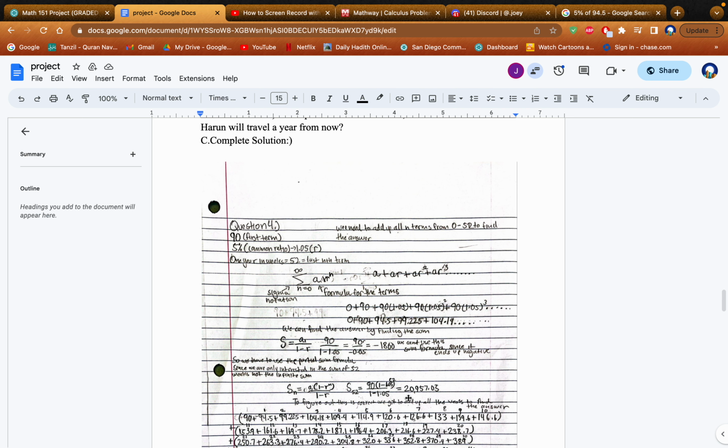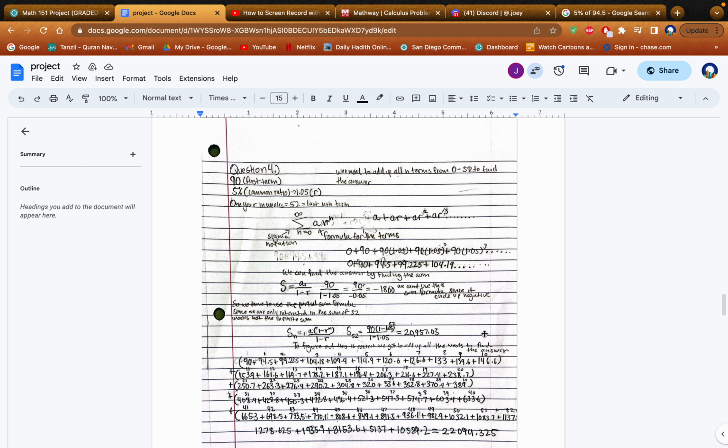And what do we get? Our answer would be 20,957.05 miles. Now we can't really use this as our answer, because we don't really know if we were to add up the entire series from 90, 94.5, 99.225, etc., it would actually equal what we have. So sometimes we just have to do the hard way, which is exactly what I did.